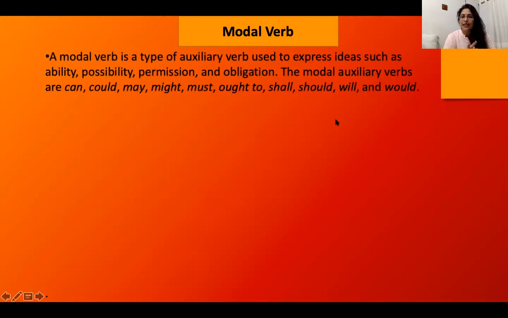What exactly are modal verbs? A modal verb is a type of auxiliary verb used to express ideas such as ability, possibility, permission, and obligations. Modal auxiliary verbs are can, could, may, might, must, ought to, shall, should, will, and would. So modal verbs are also like auxiliary, helping verbs. Okay.